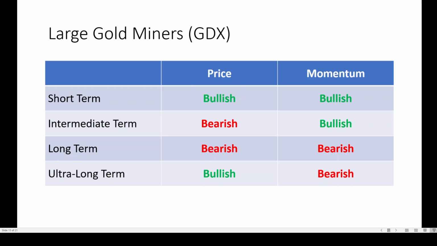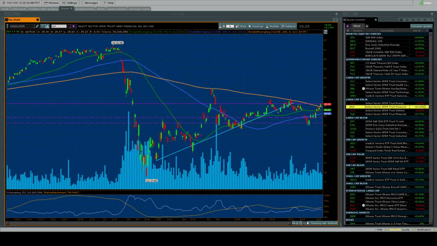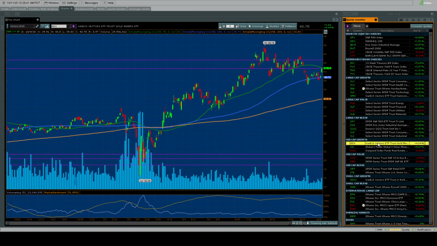Remember, this was a pretty bearish picture last week, and we can see in the short term, it's turned back positive. Intermediate term, it's still trying to work that out, but the longer-term trends are still bearish. So let's take a look at the chart on GDX. I know that's a very popular ETF for many of you. And what do we see?